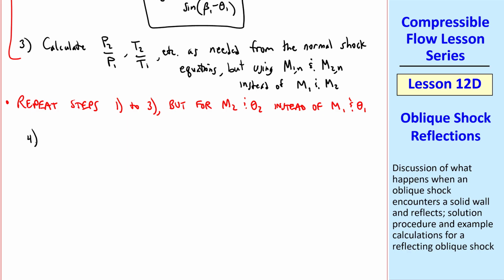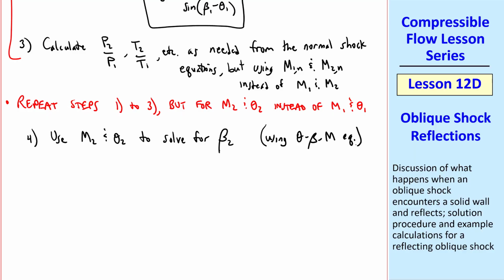So step 4 is to use M2 and theta 2 to solve for beta 2, again using the theta-beta-M equation, and implicitly just like we did with step 1. And recall that in our example case, theta 2 and theta 1 were the same, but if we had a different theta 2, we still do this step using whatever theta 2 we have. And I'll now have 2 sub-steps or calculations in step 4. We didn't have to do this in step 1 for the first oblique shock, but now we calculate the angle of reflection phi as beta 2 minus theta 2.